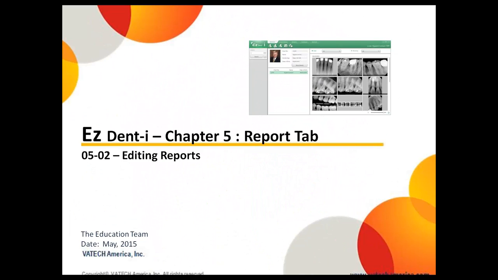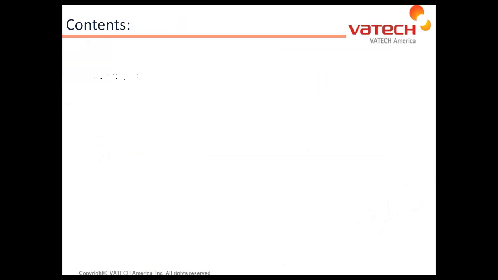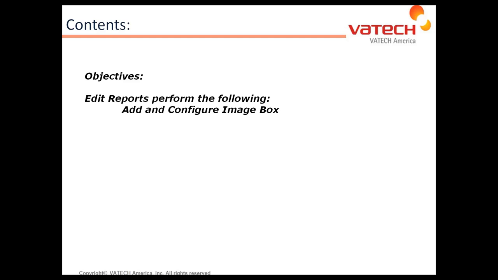EZDent I, Chapter 5, Report tab, Editing Reports. In this session, we'll review the steps to edit reports to perform the following: add and configure an image box, add and configure a text box, as well as changing templates.